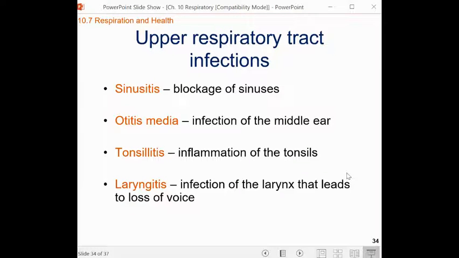So the second thing that we want to talk about today is what are some things that can go wrong with the respiratory system. So we'll talk a little bit about health, and many of these things you've experienced or have heard of.